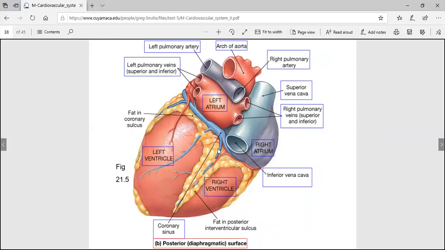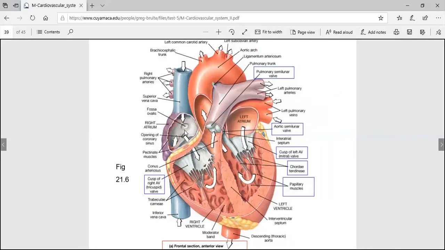This on the back side of the heart, you know you're on the back side because the fat makes a T, right? And this expanded blue vein, the heart has its own little arteries and veins. And so as this drains back into here, it's expanded. That has to empty into the right atrium. So this coronary sinus empties into that right atrium.